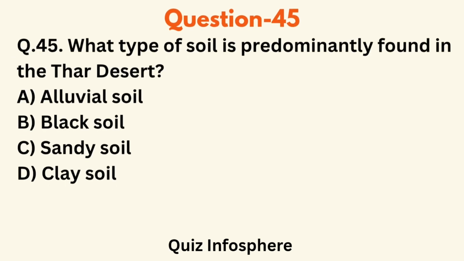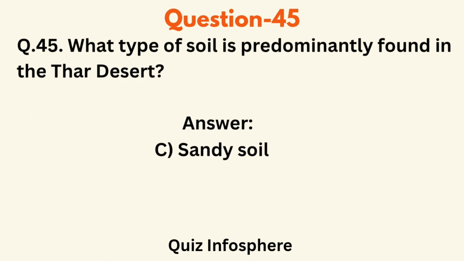Question 45. What type of soil is predominantly found in the Thar Desert? Alluvial soil, black soil, sandy soil, or clay soil? The correct answer is sandy soil.